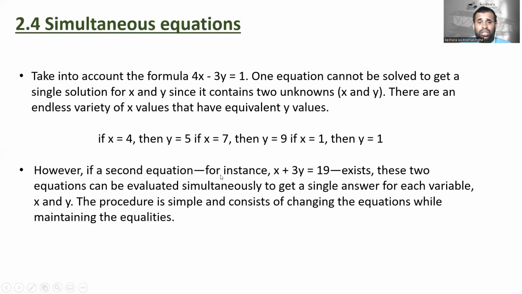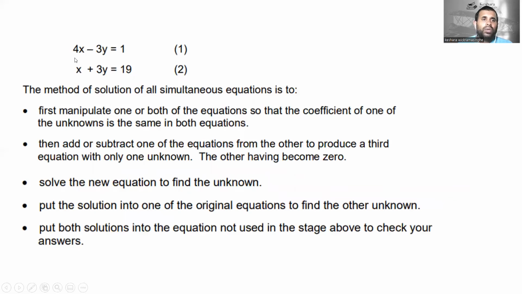However, if we have a second equation, for instance, x plus 3y equals 19, these two equations can be evaluated simultaneously to get a single answer for each variable, x and y. The procedure is simple and consists of changing the equations while maintaining the equalities. So here is 4x minus 3y equals 1, the first equation, and the second one, x plus 3y equals 19, the second equation. This is the way to solve simultaneous equations.